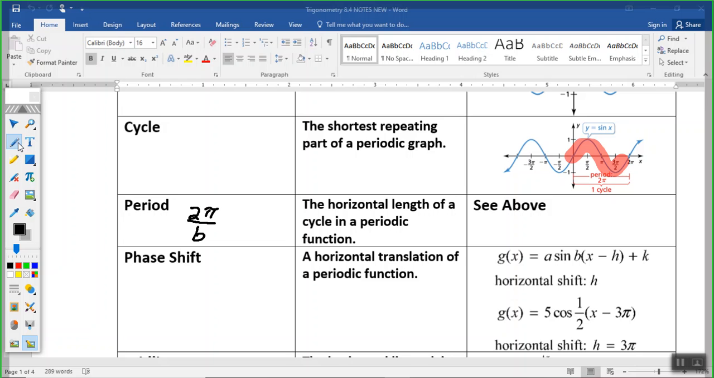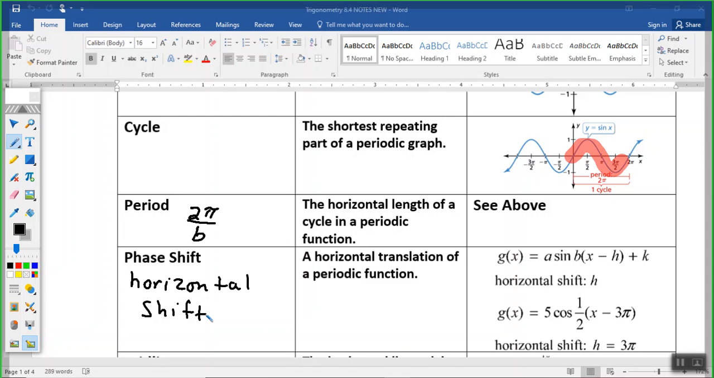All right. Phase shift. Here's what this really is, kids. It's simply a horizontal shift. It's basically moving the graph left and right. You remember when we had stuff in parentheses? We said if I add something in parentheses, it goes to the left. If I subtract something in parentheses, it goes what direction? To the right. Okay.